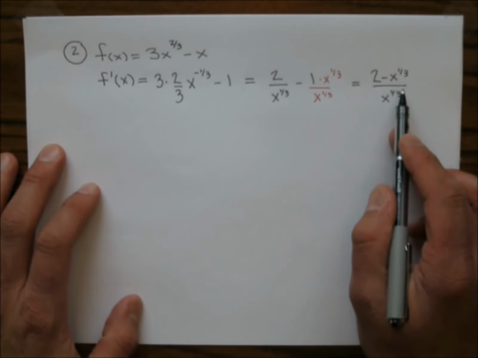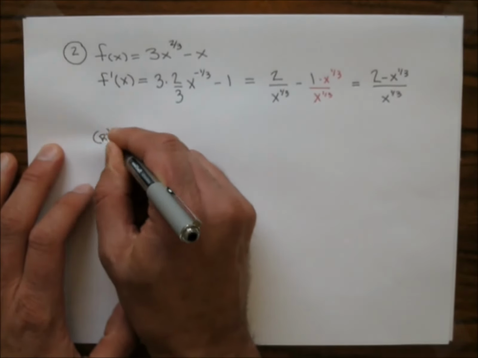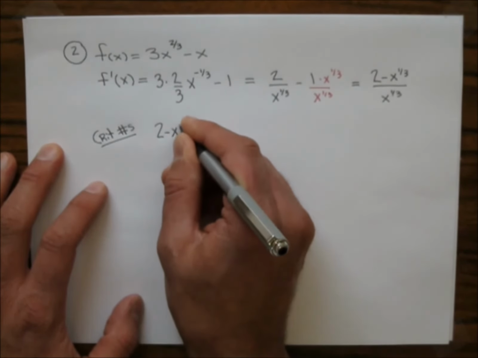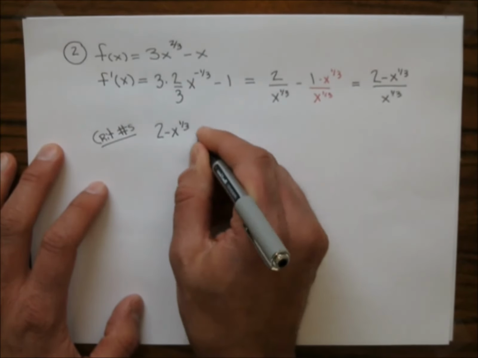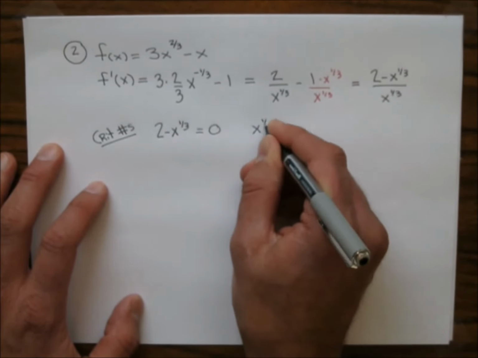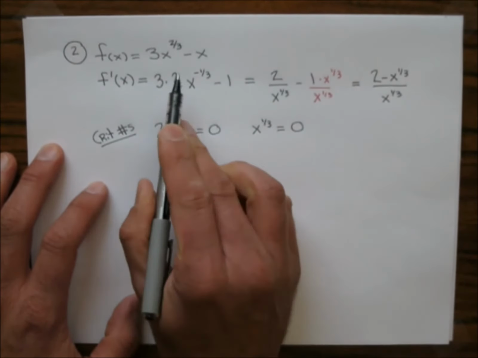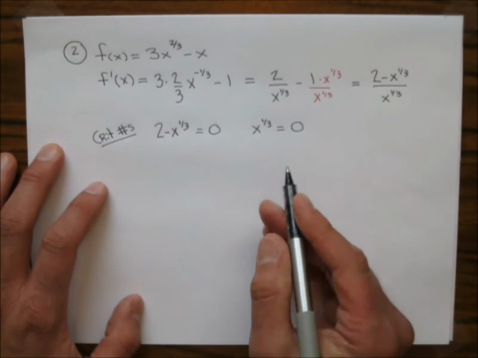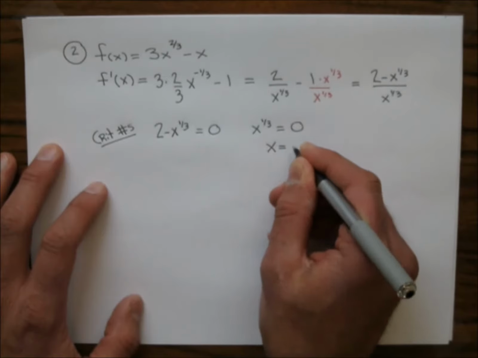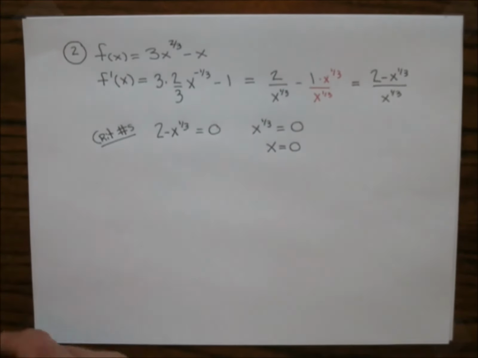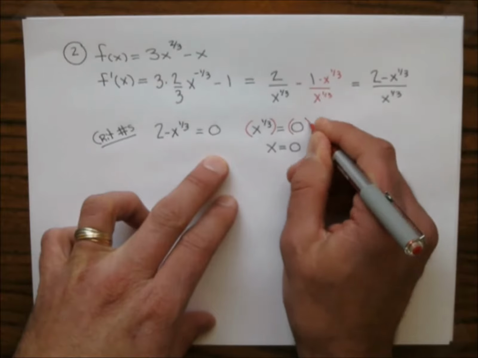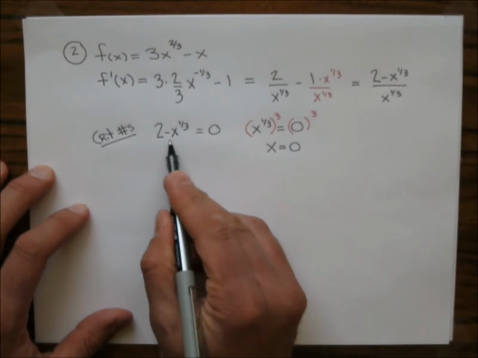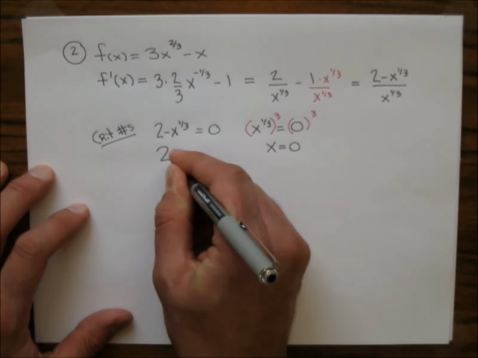To find the critical numbers, I set the top equal to 0, and I set the bottom equal to 0. Now notice that this function, its domain is all real numbers, because I'm taking a cube root, and you can take the cube root of negative numbers. So I'll do this one first. X is 0. How did I get that? I cubed both sides, and 0 cubed is 0. So on this one, I'm going to add x to the 1/3 to both sides.